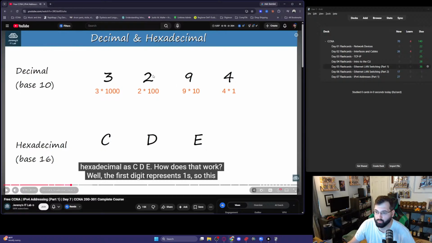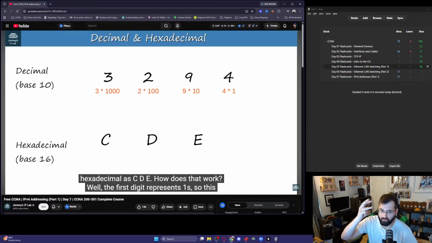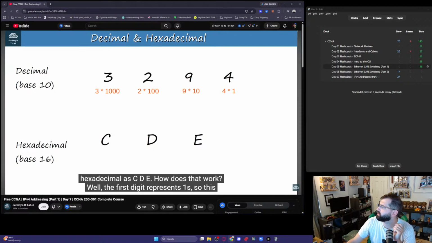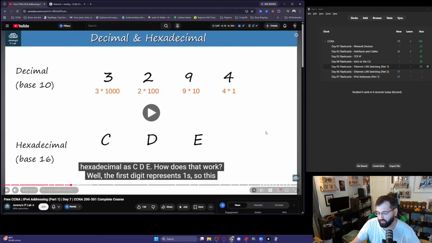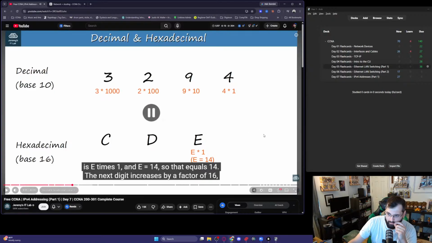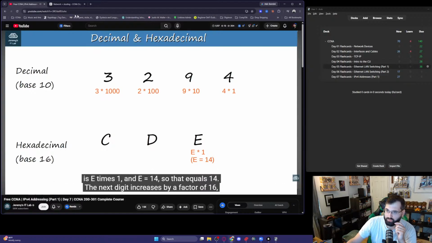Okay, that makes sense because 1 is A, so that would be 2 is D. So A, B, C, C is 3, A, B, C, D, E, F, G, 8. What? So then why is 9 E? We might be going to our friend here in a second. Okay. How does that work? Well, the first digit represents ones, so this is E times 1, and E is equal to 14, so that equals 14. How is E equal to 14?